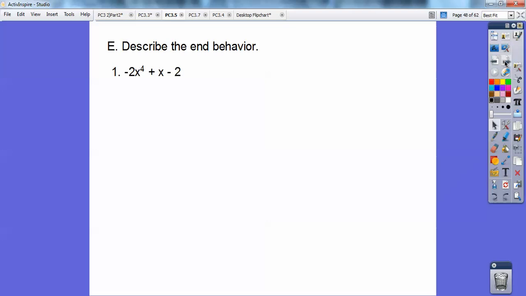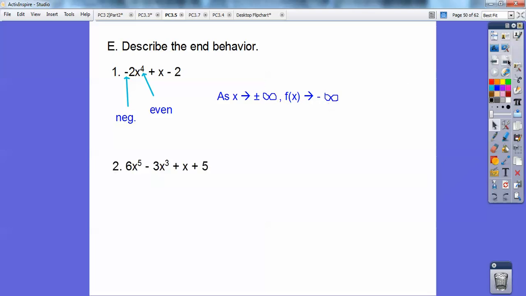Okay, now check this out. Negative 2x to the fourth plus x minus 2. We'll make that equal f of x, or equal y. Notice this one is even, and the leading coefficient is negative. So as x goes to positive or negative infinity, it doesn't matter, this is the upside down touchdown. f of x always goes to negative infinity.